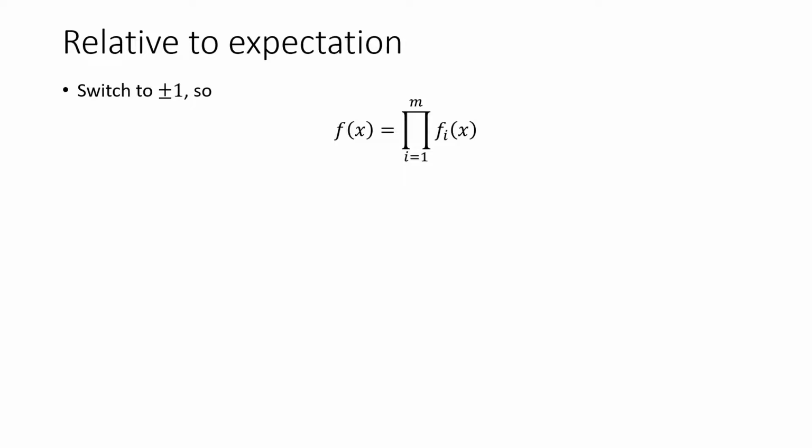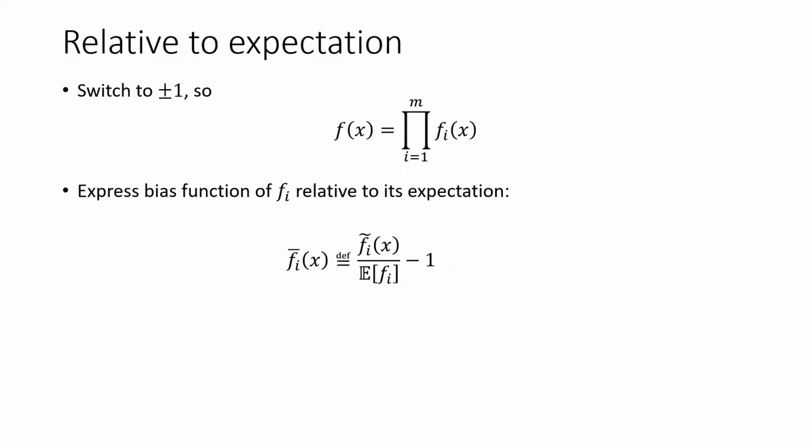Next, let's define a function fi bar. Fi bar is a normalized version of the bias function of fi. It's the bias function of fi divided by the expectation of fi, minus 1. That way, if we rearrange, the bias function of the ith term can be expressed as the expectation of that ith term times 1 plus fi bar. So fi bar sort of captures the deviation from expectation of this ith bias function.